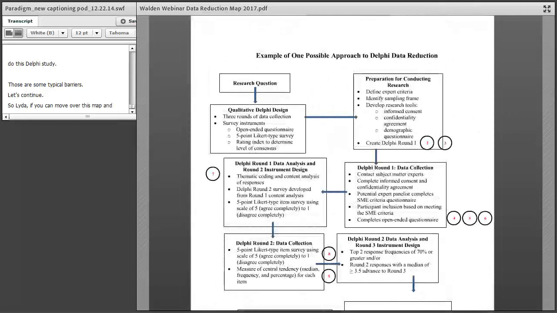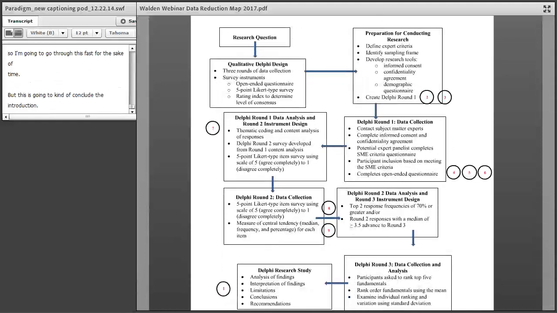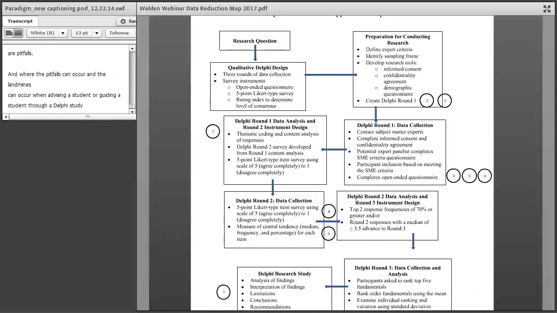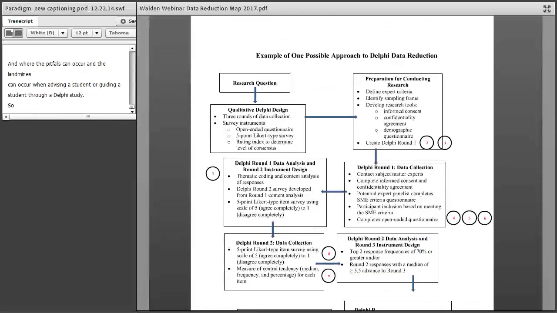This is, again, and I sort of covered this already, so I'm going to go through this fast for the sake of time. But this is going to kind of conclude the introduction. You'll see numbers on this slide, and the numbers are pitfalls, and where the pitfalls and the landmines can occur when advising a student or guiding a student through a Delphi study. So let me go ahead and go through this quickly.